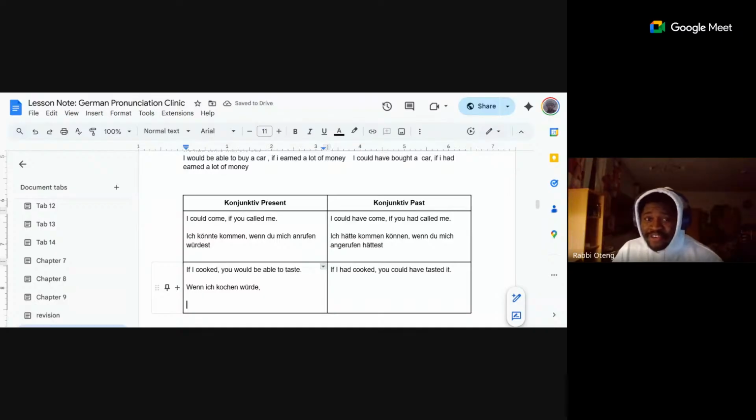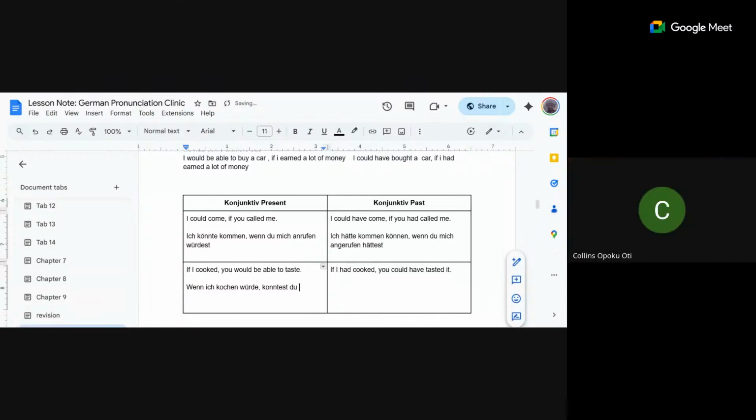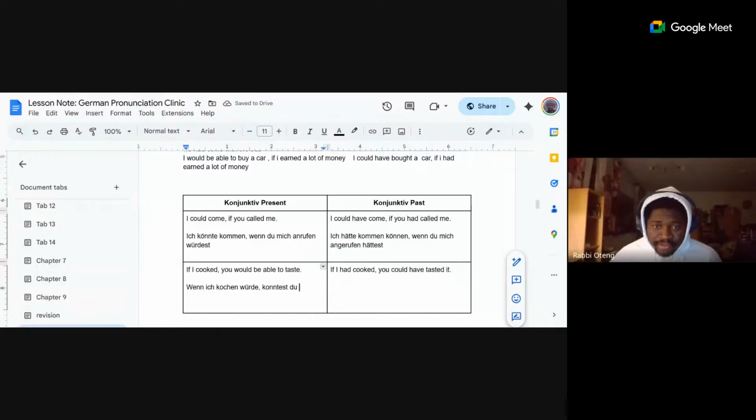Okay, so that's where the "würden" comes in. According to this sentence, "if he would cook," which doesn't exist in English, or rather "if I cooked, you would be able to taste." In German: "Könntest du es, ja, bring my umlaut. Könntest du es schmecken?"